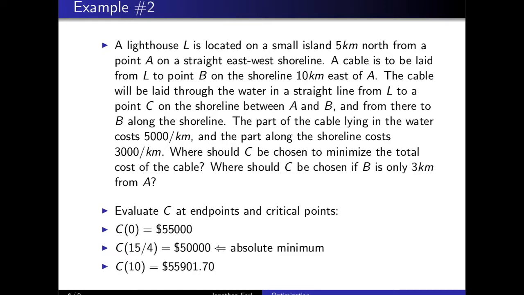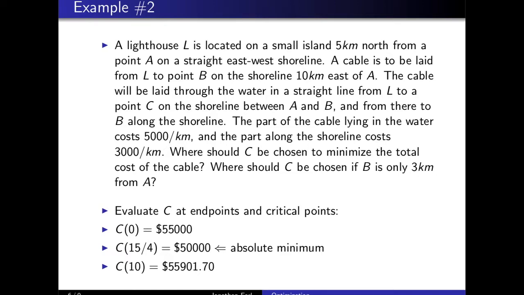So we evaluate at the endpoint 0, so that would just be taking the cable directly to the shoreline, and then from A to B along the shore. And we see that the cost of that is $55,000. If we take our cable to hit the shoreline 3 3/4 kilometers away from A, and then the rest of the distance over to B, we'd see that that'll cost $50,000. And then if we just take the cable straight to B all through the water, we would see that the cost of that is going to be $55,901.70. So we'll pick our absolute minimum to be $50,000.